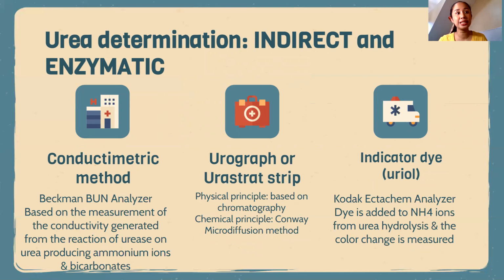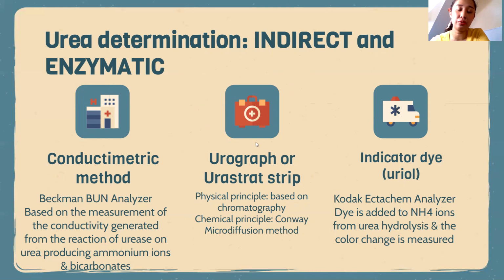We have other tests like the conductimetric method. For Beckman, the principle is the conductimetric method, so the measurement of conductivity. Class, these have charges, so they conduct electricity from the reaction of urease on urea producing ammonium ions and bicarbonates. So that's measuring the conductivity.